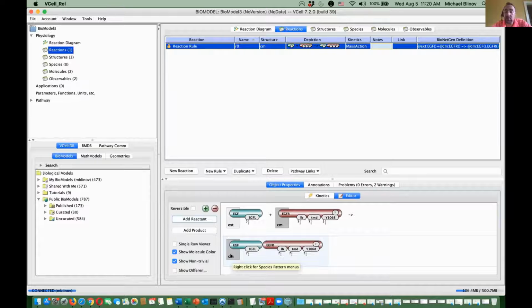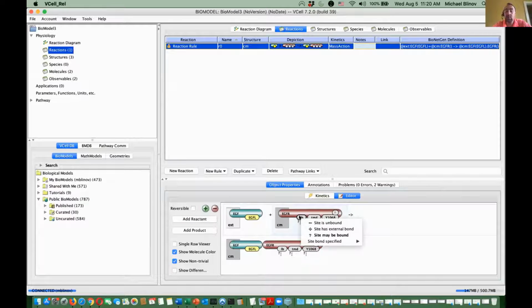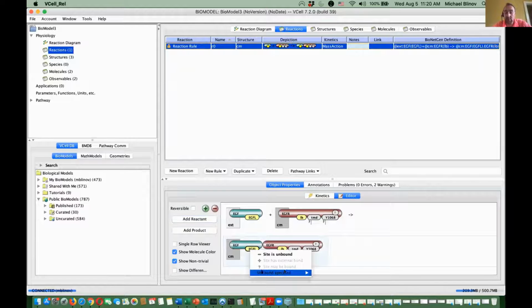So it's not the end, because we need to specify the features of EGF and EGFR that will let them bind to each other. This site, which has a question mark underneath, means that it's just a site. It can be bound or unbound, but in order to bind to EGFR, it must be unbound. So we check it unbound. And on this EGFR, this site also has to be unbound. And then the result is a binding between these two sites.